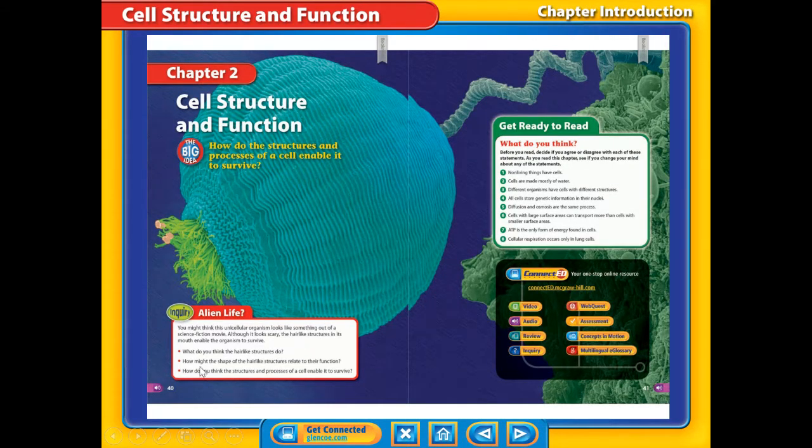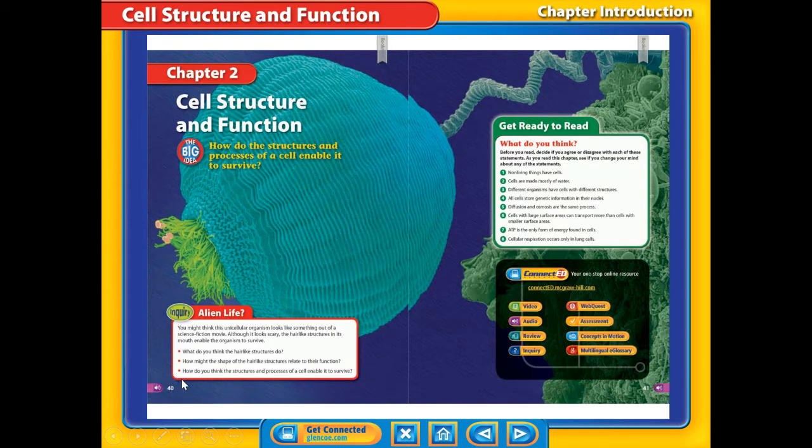Second one, how might the shape of the hair-like structures relate to their function? So if you look at these, they're hair-like, so they're long, they're thin, and it kind of looks like they maybe could be flexible here. How do you think their shape could relate to their job? So how does their shape make it possible for them to do their job or their function?